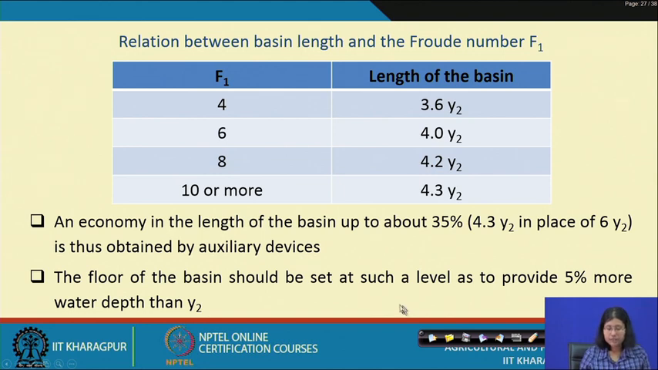The floor of the basin should be set at such a level as to provide 5% more water depth than y2. If you remember the design, we kept 5% more of y2 in the water depth in earlier slides.